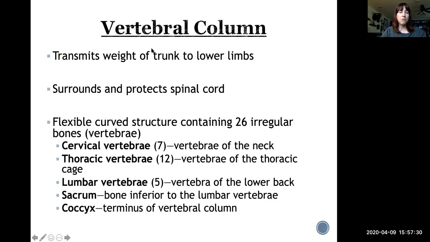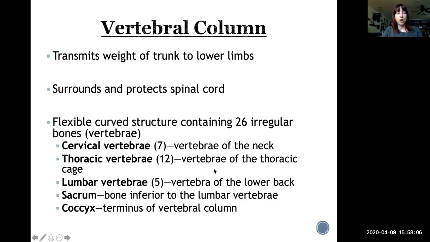So your vertebral column, of course, is used to transmit the weight of your trunk to your lower limbs, right? Because that's how it attaches to your pelvis. Your entire trunk is attached to your lower limbs by your pelvis. It also has the function of surrounding and protecting your spinal cord. So the extension of your central nervous system, your brain, passes down through the foramen magnum of the occipital bone, and down through the center of each one of your vertebrae.